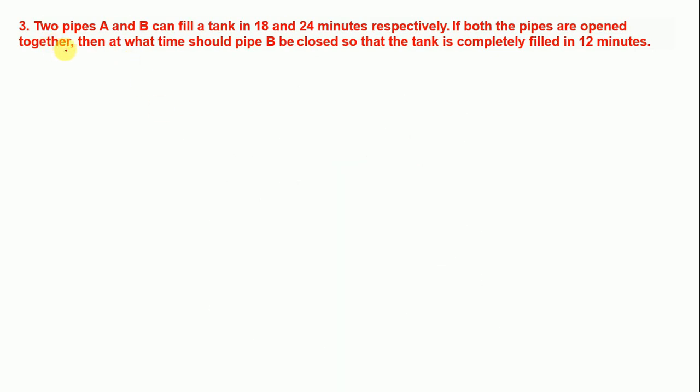Now question 3. Two pipes A and B can fill a tank in 18 and 24 minutes respectively. If both the pipes are open together, then at what time should pipe B be closed so that the tank is completely filled in 12 minutes? So pipe A can fill in 18 minutes, B can fill in 24 minutes. Taking the LCM of these two, it will be equal to 72. So the efficiency of A will be 72 divided by 18, equal to 4, and the efficiency of B will be equal to 3 units.